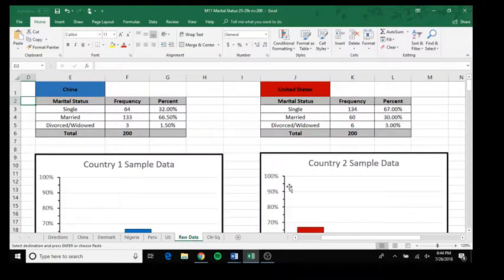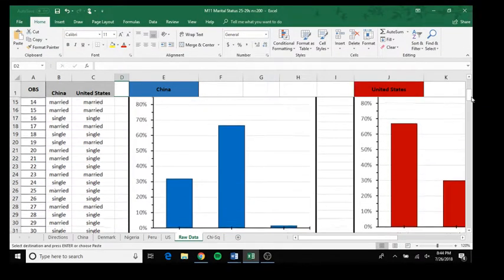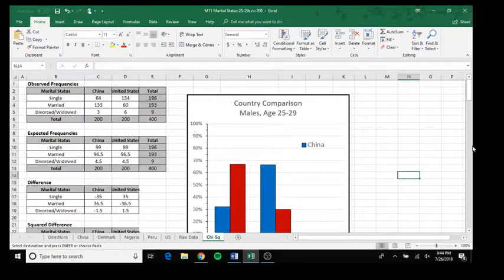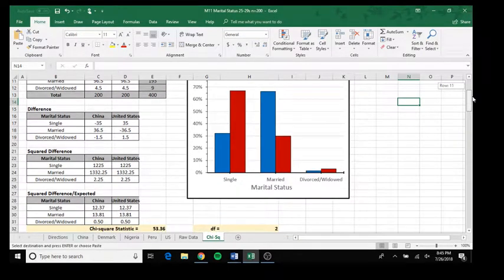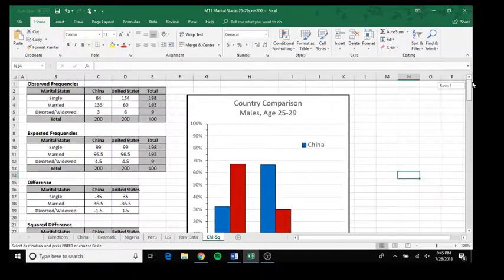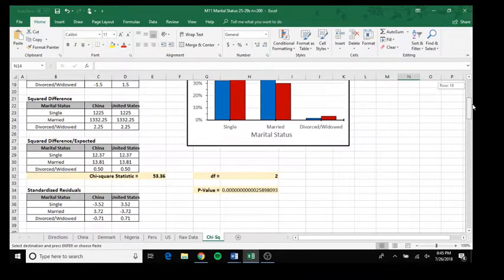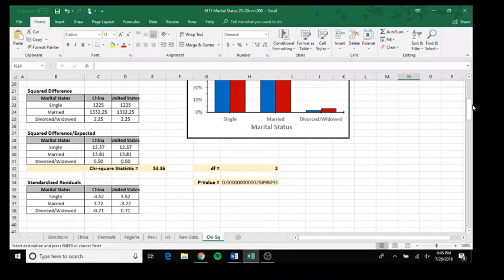So after I did all of this, I plugged in my data for both of those, and it gave me a frequency and a percentage for both countries, and it gave me a histogram for both of those. And for my chi-square, it gave me my observed frequencies, my expected frequencies, the differences between the two, the squared differences versus expected, and my standardized residuals. And it gives me my histogram for both countries combined. And it gives me my degrees of freedom, my p-value, and my chi-square statistic.